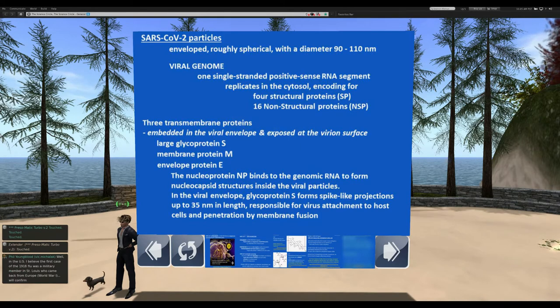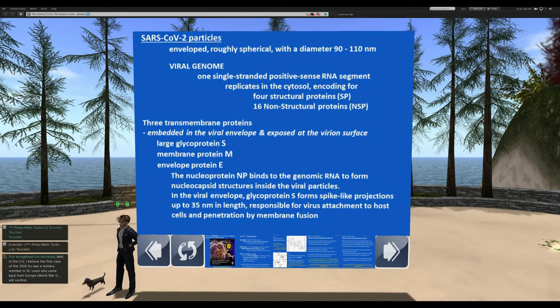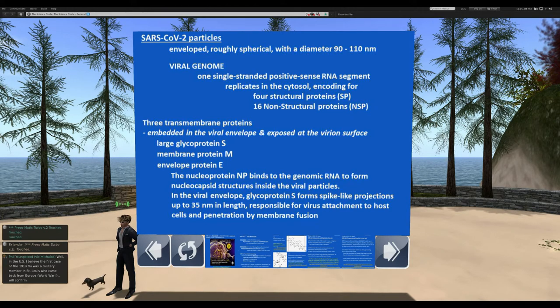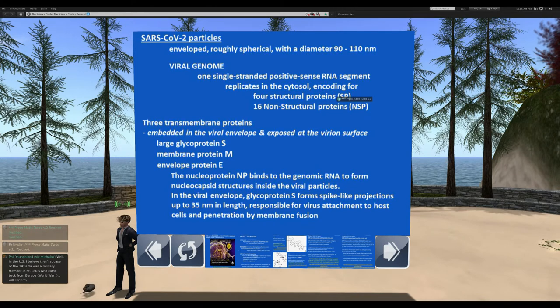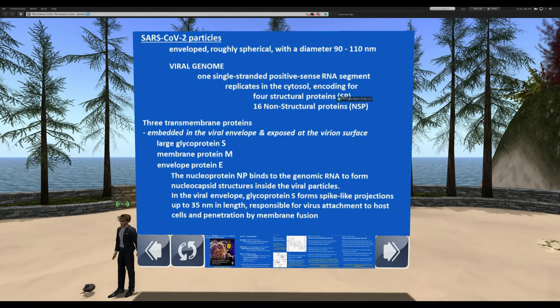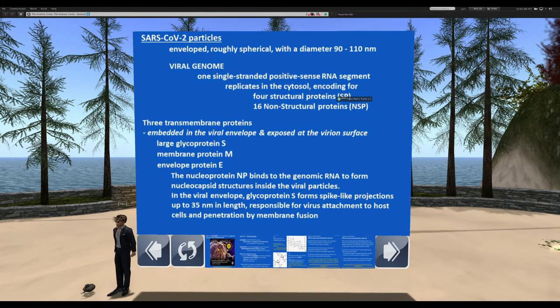Okay, this is well known, really. COVID viral particles are enveloped, which is one of the problems. Because of the envelope, there are only a few of the structural proteins visible. Basically, you have the spike protein that sticks out and is accessible to the immune system. That's one reason why it's being targeted, or used as the target of virus vaccines. They're roughly spherical, about 90 nanometers.